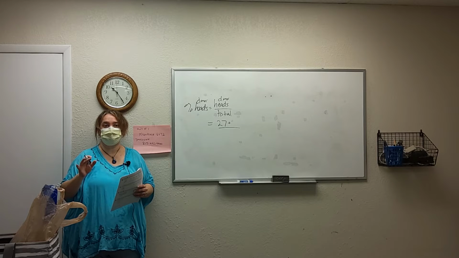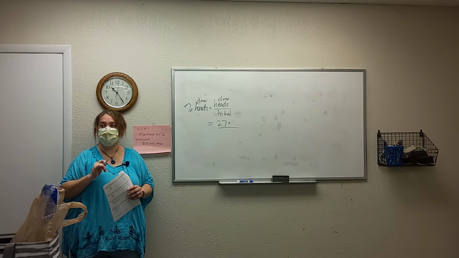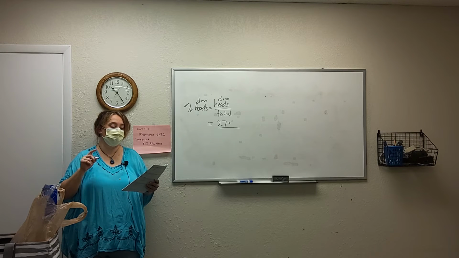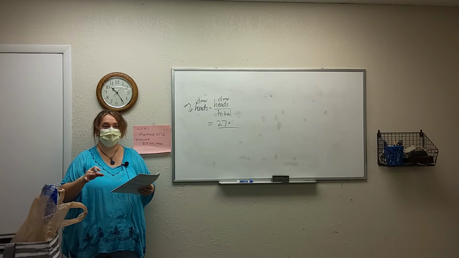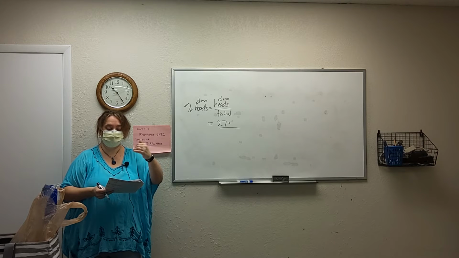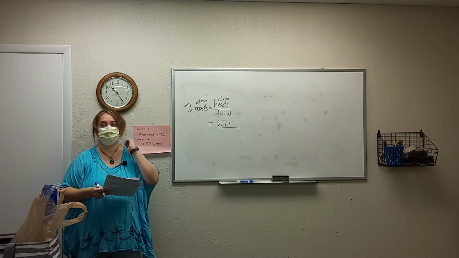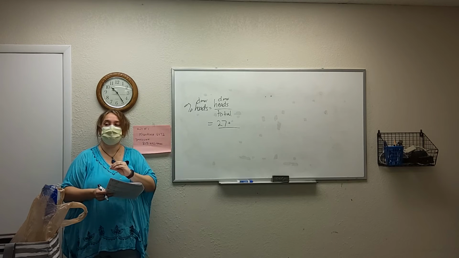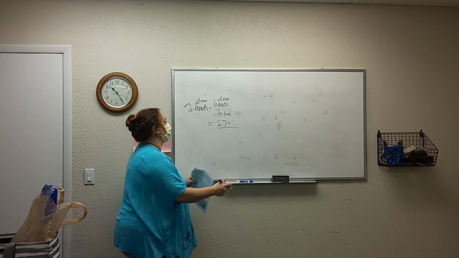I don't care what the nickel's doing. Where else did your dime land on heads? 26. Yeah, the 27 and the 26 is where the dime landed on heads. So the 27 is where both coins landed on heads. The 26 is where your dime landed on heads and your nickel landed on tails. Again, I don't care what the nickel's doing. I just want the dime to land on heads.